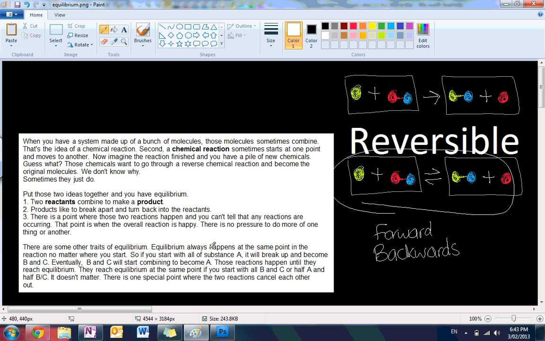Okay, so if you start with all of substance A, it will break up to form B and C. Eventually B and C will start combining to become A. These reactions happen until they reach equilibrium. They reach equilibrium at the same point if you start with all B and C or half A and half BC. It doesn't matter. Okay, so your K value will be a consistent value for each of the reactions. Something to think about for your EI in a few weeks.